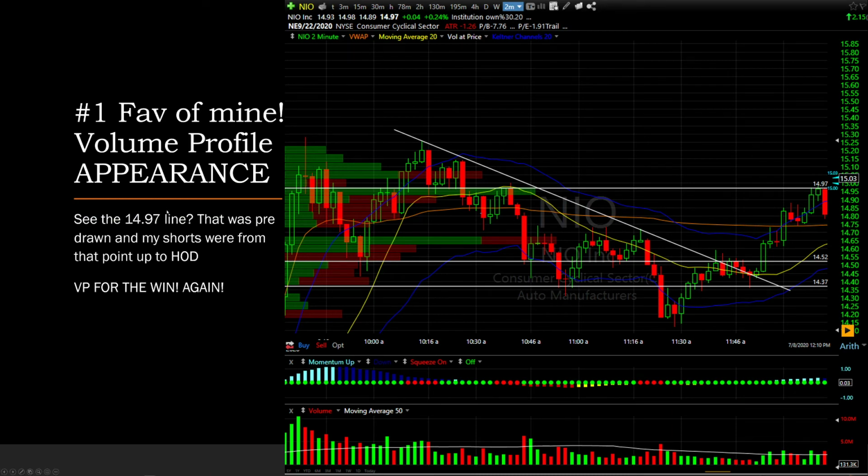I had previously drawn this 1497 line. And of course, my favorite indicator is volume profile. It shows me where everybody is. This was the pre-drawn line. If it could get through them, I was wrong. It's going to be bullish. So I decided to short and said, I'm going to short up until the high of day. And if it breaks, I'm wrong.